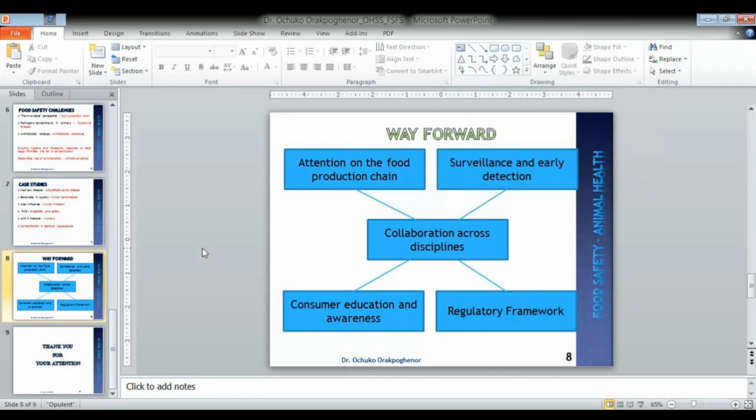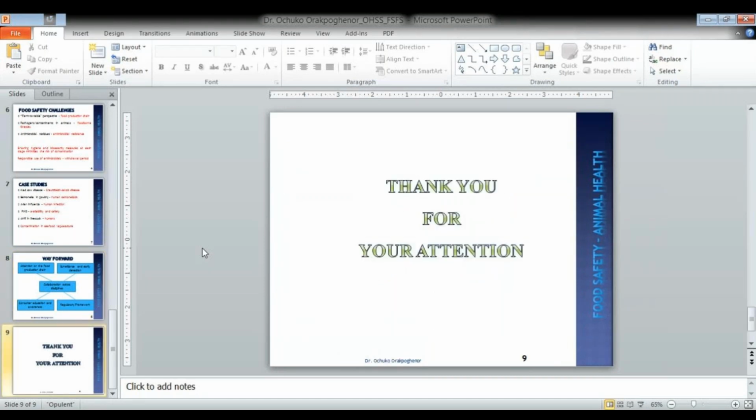Government should pass a legislation such that sick animals should not be slaughtered, and any farmer or any marketer who is found slaughtering sick animals should be made to face the law. And I strongly believe that with the help of this collaboration across disciplines, the safety of meat will be guaranteed in the One Health approach through the animal health perspective. Thank you very much for listening, for your attention.